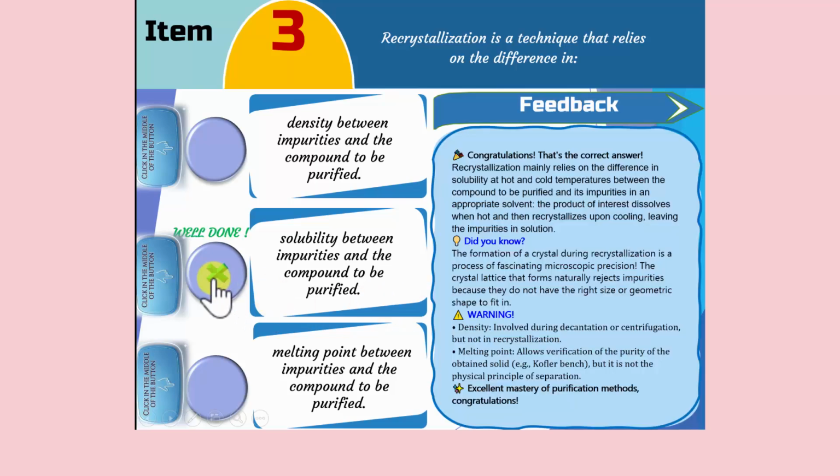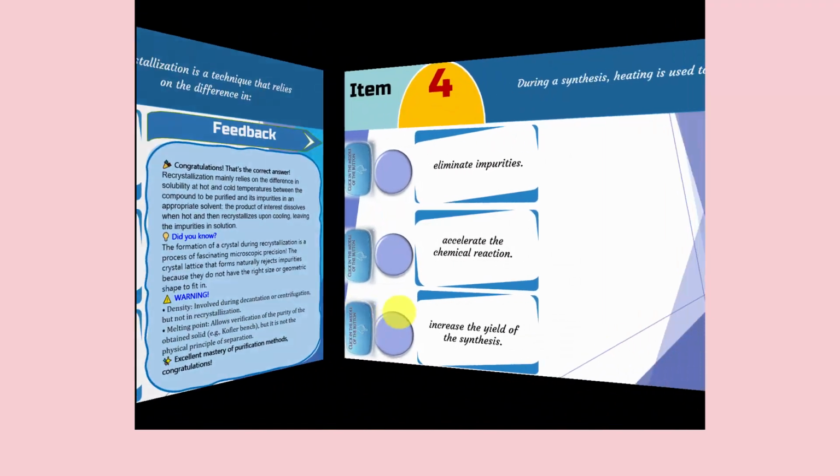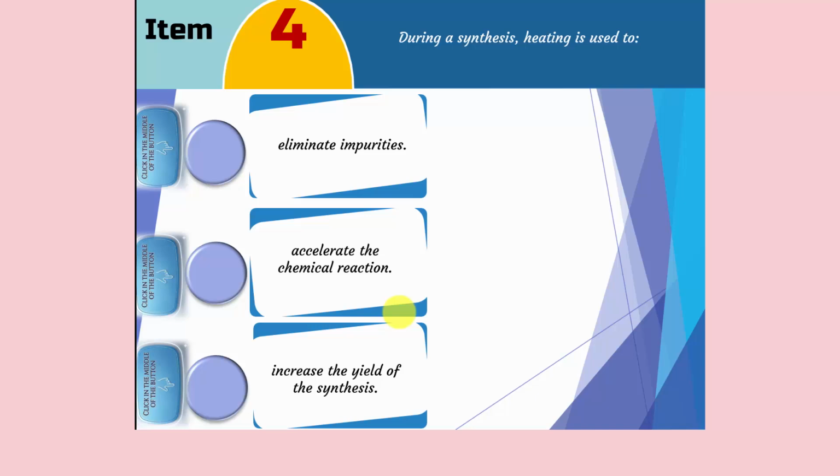Recrystallization takes advantage of how differently the desired compound and its impurities dissolve in a suitable solvent at high and low temperatures. The compound dissolves when the solvent is hot, then forms crystals as the solution cools, while many impurities remain dissolved. Density is relevant to techniques such as decantation or centrifugation, and melting point is useful for checking purity afterward. Neither one is the separation principle here. At the microscopic level, the crystal lattice naturally excludes particles that do not fit its structure.